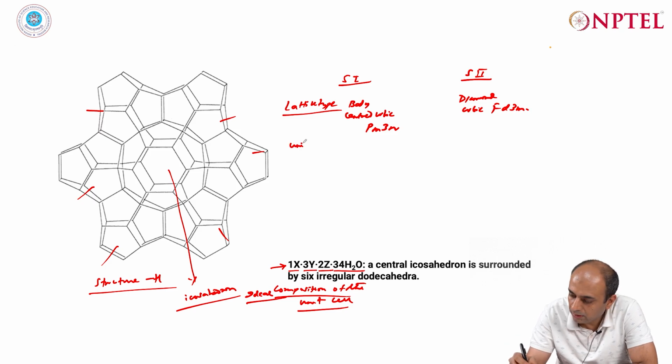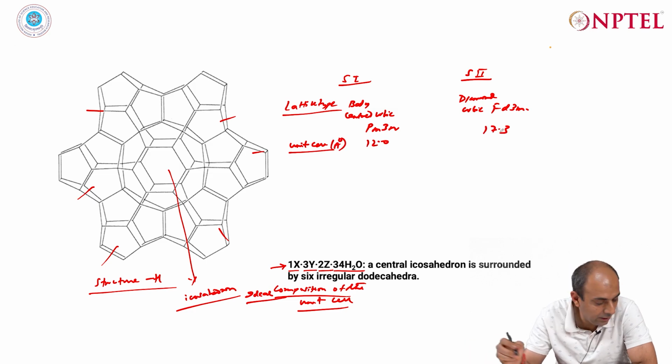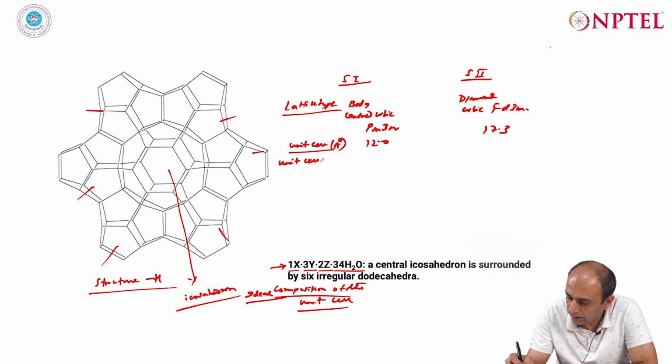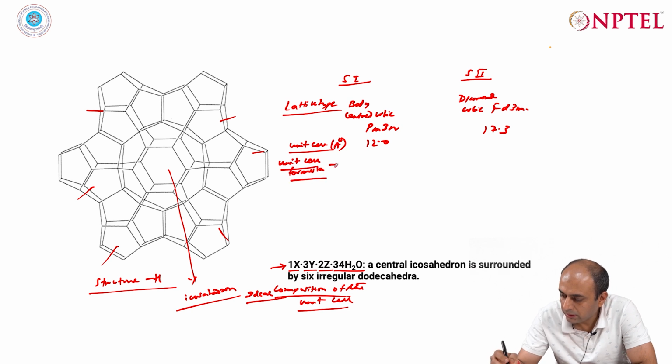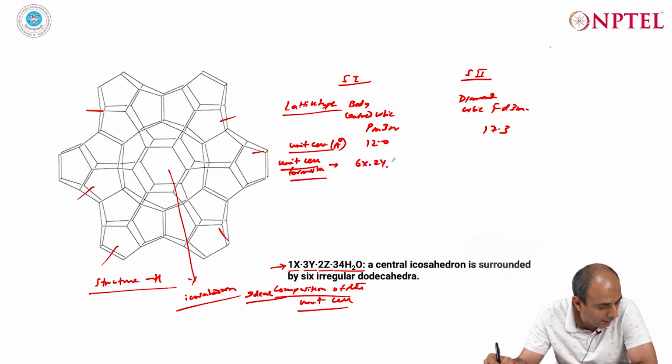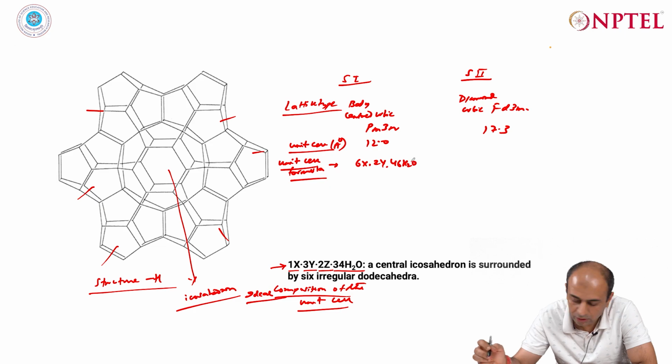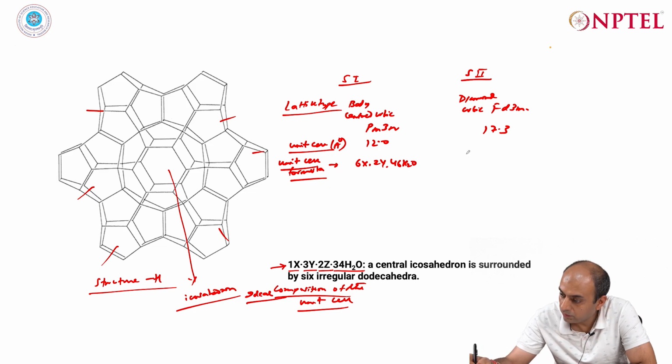The unit cell length in angstrom is 12 for S1, and 17.3 for S2. Now what is the unit cell formula? This is very important because we will be taking this unit cell formula further to understand the composition of the host and the guest ratio. So the unit cell formula here is 6x 2y 46 water, whereas for the large size cavity S2, 8x 16y 136 water.